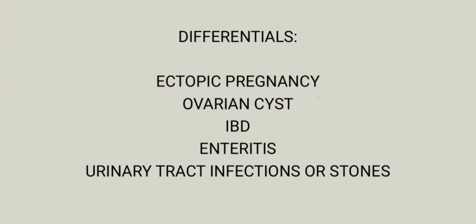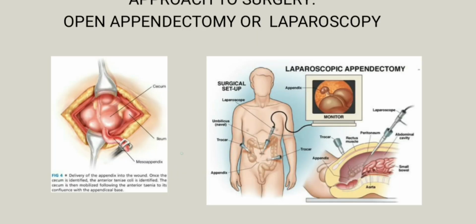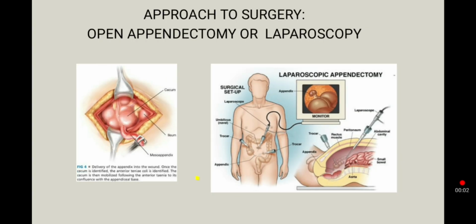Other important differentials include inflammatory bowel disease, Crohn's disease, and ulcerative colitis, as well as urinary tract infections or stones along the urinary tract that could also present with pain in the right iliac fossa.